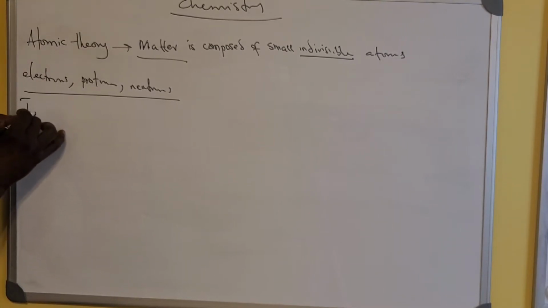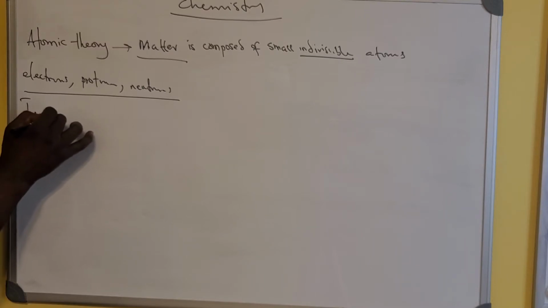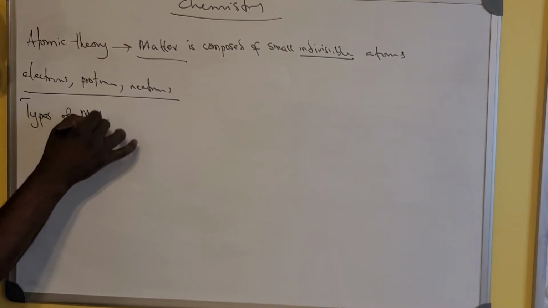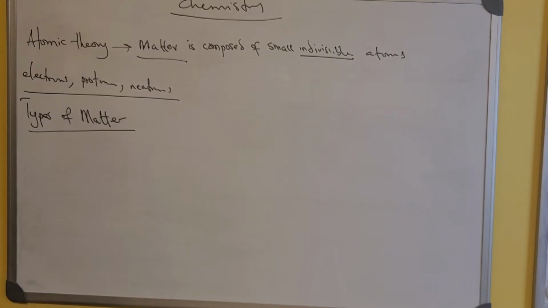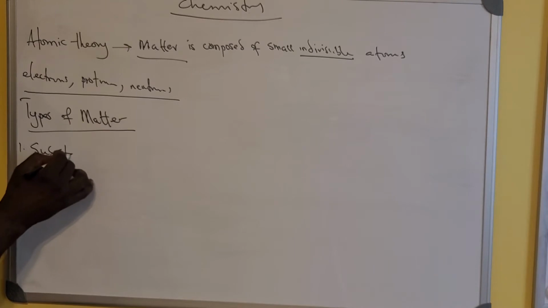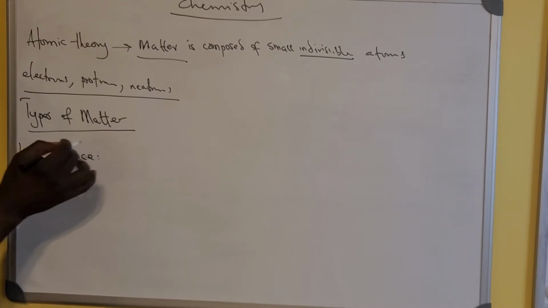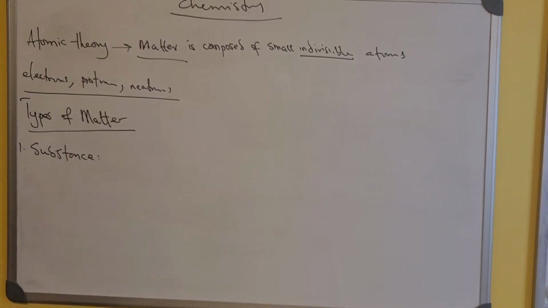So now I'm going to discuss types of matter. Because you see, once you understand types of matter, it makes it easy to understand other things. So we have different types of matter. Number one, we have substance. Substances are a form of matter that has a definite composition and distinct properties.